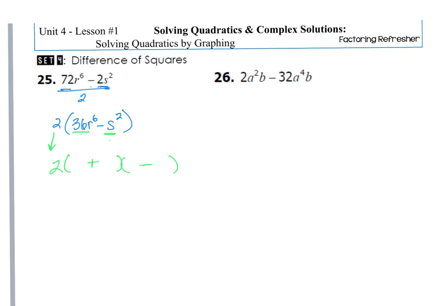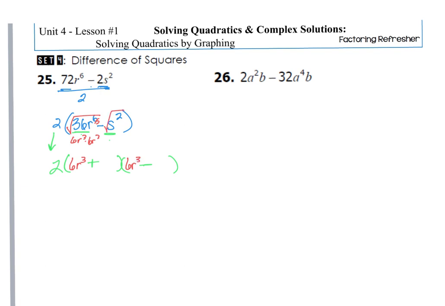I get those terms that go inside here by taking the square root of each of the terms above. The square root of 36 is 6. The square root of r to the 6, we divide the 6 by 2, and we get r cubed. So we would have had 6r cubed times 6r cubed. That gave us 36r to the 6th. So we just put a 6r cubed in each set of parentheses.